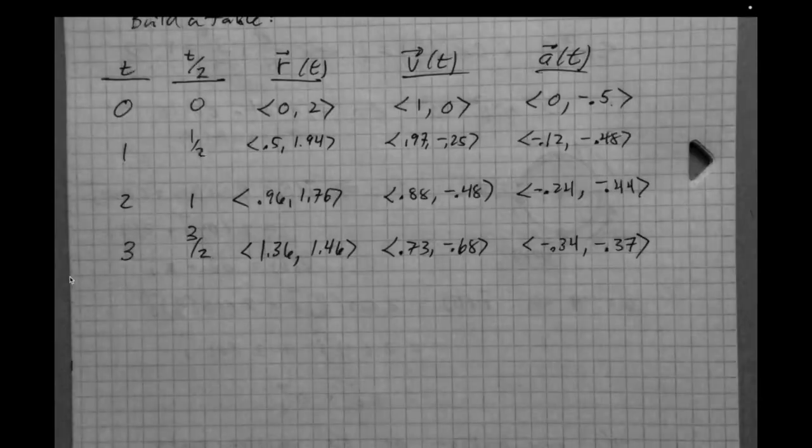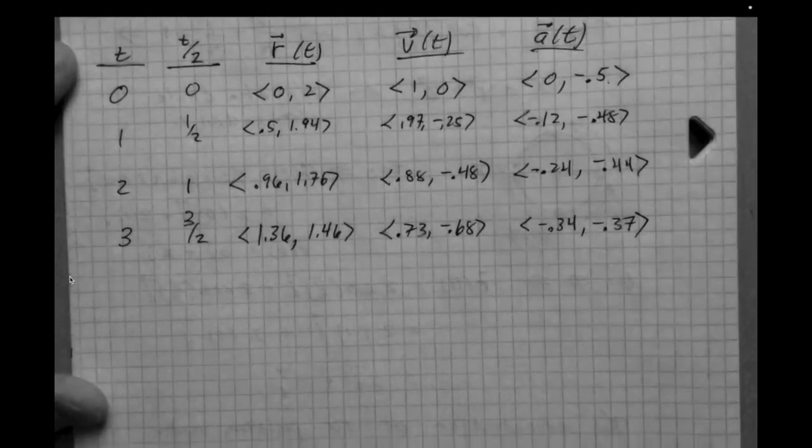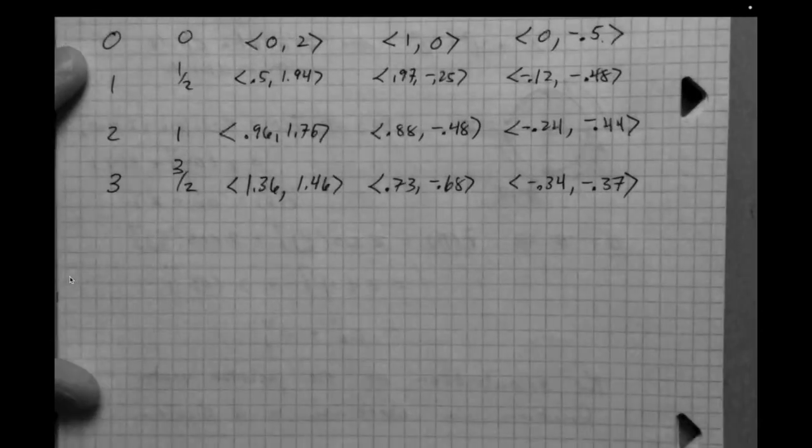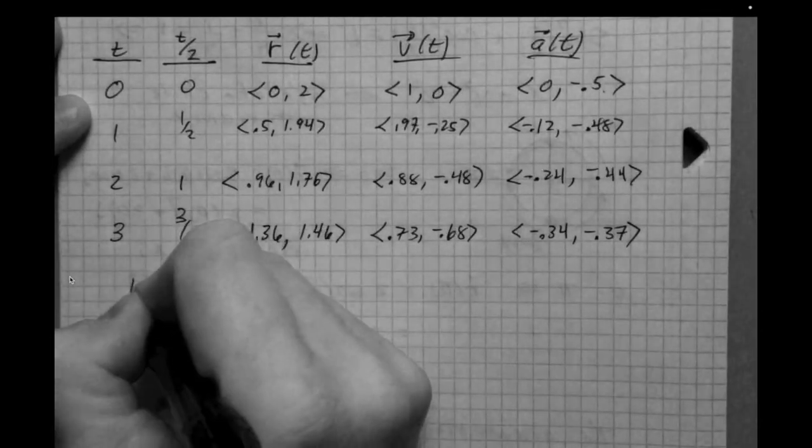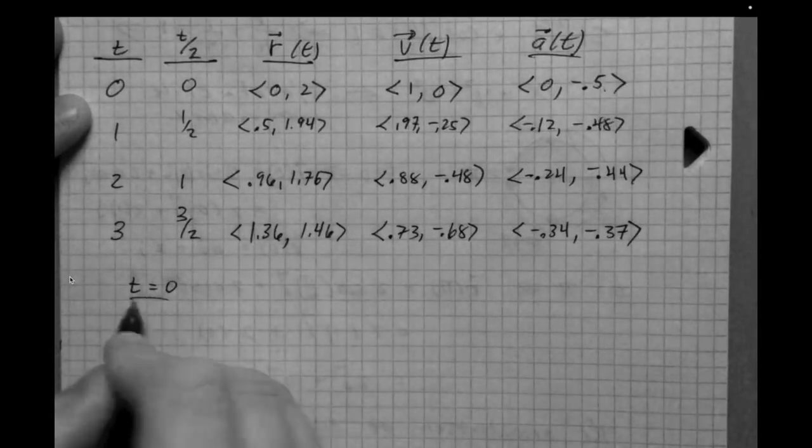Okay, so obviously a lot of movement here, right? As we would expect. But can we make some sense of this? Well, I'm going to draw what each of these looks like. So what does t equals 0 look like?